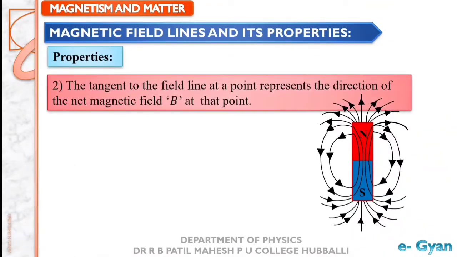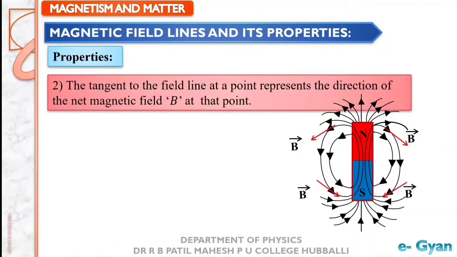Second property, the tangent to the field line at a point represents the direction of net magnetic field B at that point. So if I assume any point on the magnetic field lines and I draw a tangent at that point, then that tangent will give me the direction of magnetic field at that place. If I assume 4 points here and take tangents at those points respectively, then those tangents will give me the direction of magnetic field at those places.